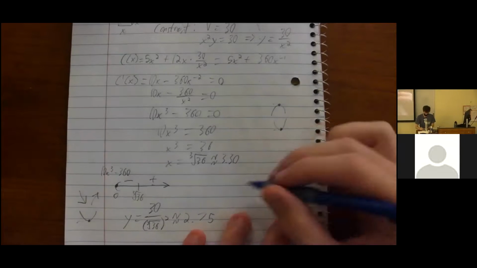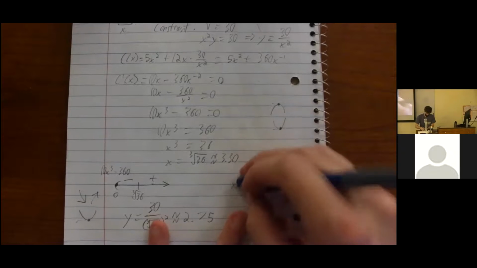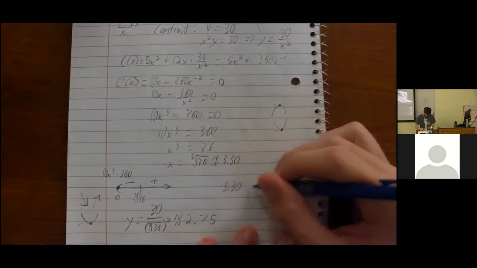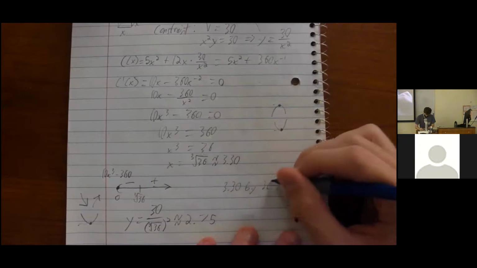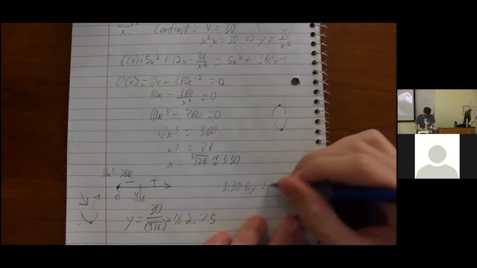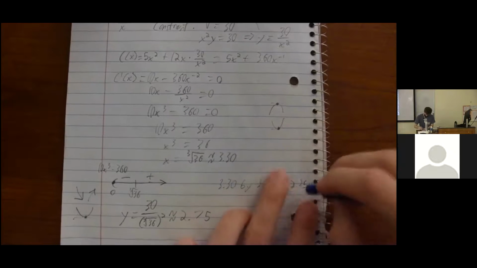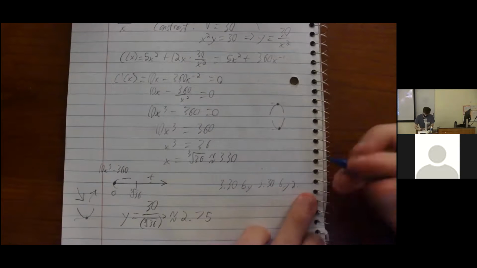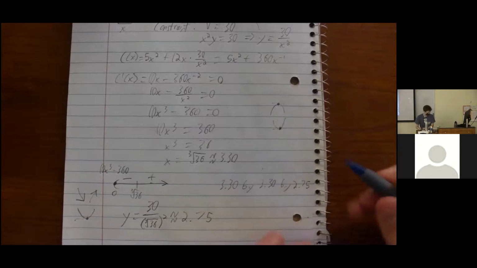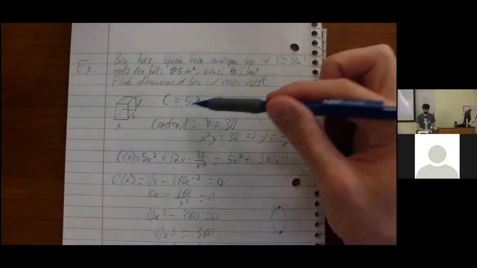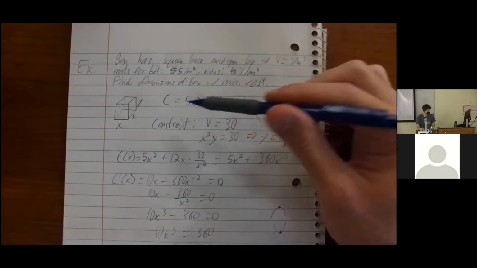And those are the dimensions. So it would be 3.30 by 3.30 by 2.75, right? And that's your answer. If you wanted to find out what that actual minimum cost was, you could just plug it back in right here, and that would get you some number. But yeah, that's sort of how you do it.